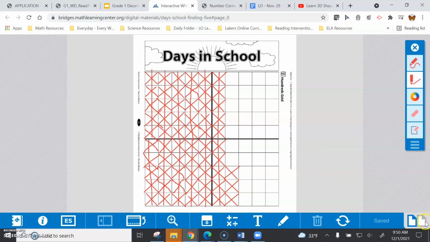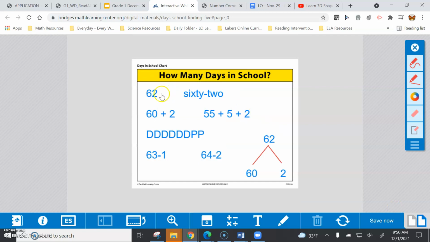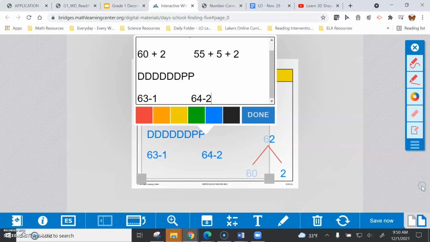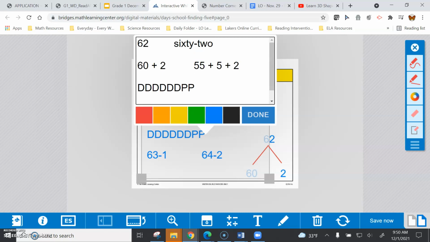So we are now going to add that information to our chart. Here we go. We'll go up here now and make this 63. Have the number word 63. Have 60 plus 3. Then we'll have 55 plus 5 plus 3.